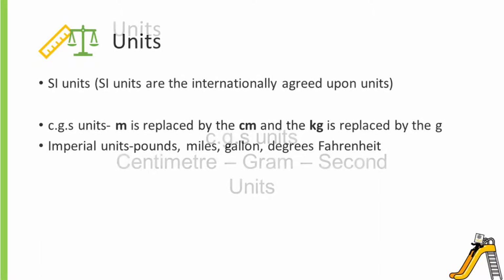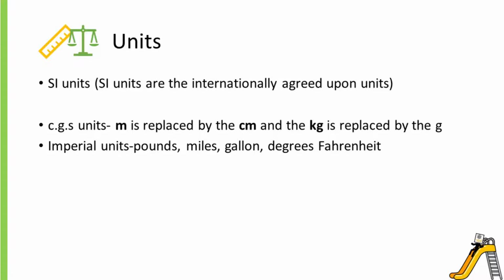And then we have imperial units, which are mostly used in the United States of America, but I'm sure they're also used somewhere else in the world as well. Here they have pounds for mass, they have miles for distance, they have gallons for volumes, they have degrees Fahrenheit for temperature. You will also need to know the symbols for these units, since some of them are not as straightforward as they seem. Like the symbol for pounds is LB, and it's not a P as you might expect.